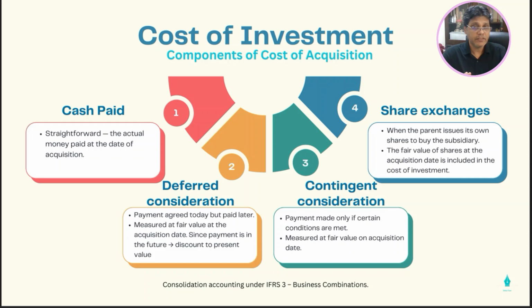Have you ever wondered why paying 1 million US dollars to acquire a company does not necessarily mean the investment is worth exactly 1 million on the books? In accounting, the timing of payment, special conditions, and the way you pay can affect the real cost. So today in this video, I will explain simply how delayed payments, possible extra payments, and paying with shares work when preparing the financial statements together.